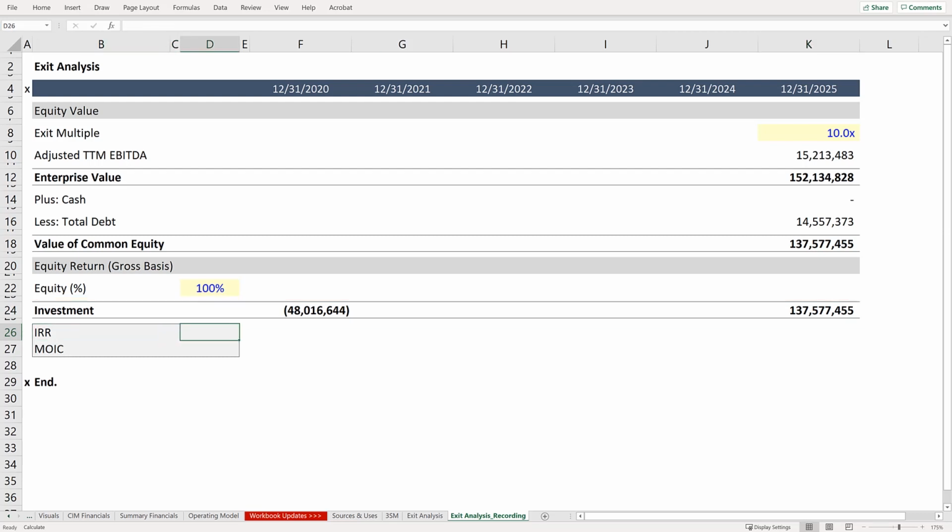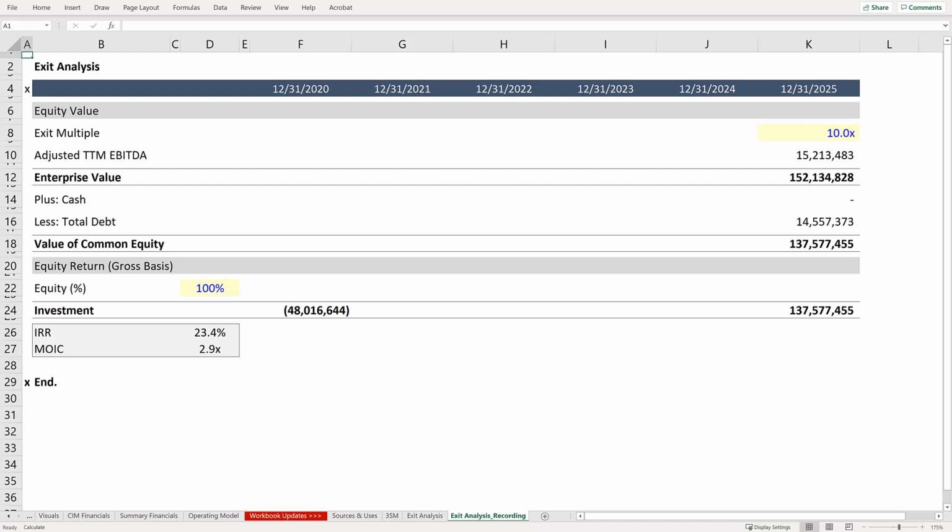The final step is to include a formula for the IRR calculation and a formula for the MOIC calculation. For the IRR calc, we will use the XIRR function and select the array containing the investment's performance, and then select the array containing the dates over which the investment was made. And we get a value of 23.4%. MOIC, or multiple of invested capital, is a little easier. Divide the outcome in the exit year by the positive value of the amount originally invested. And for MOIC, we get a value of 2.9 times. And with that, we are done with the exit analysis worksheet for the time being.